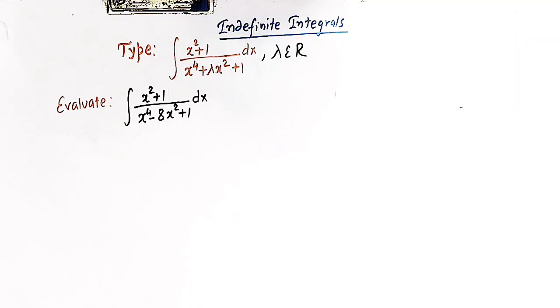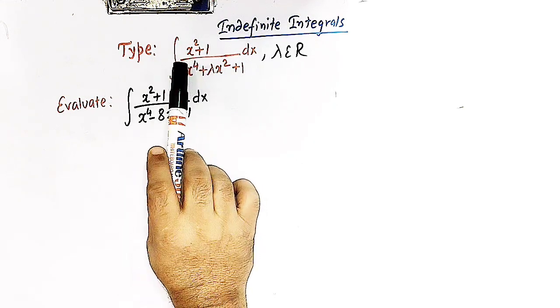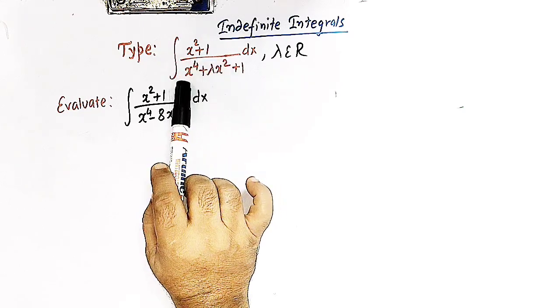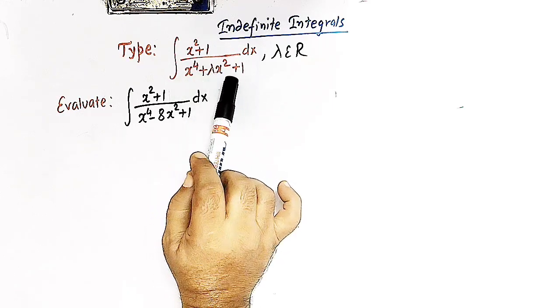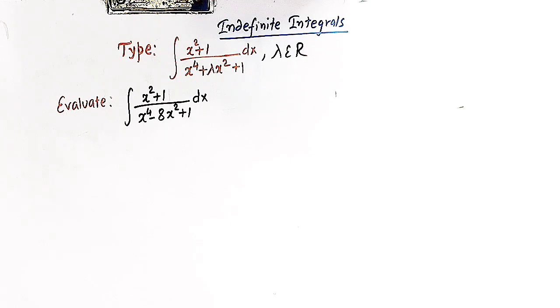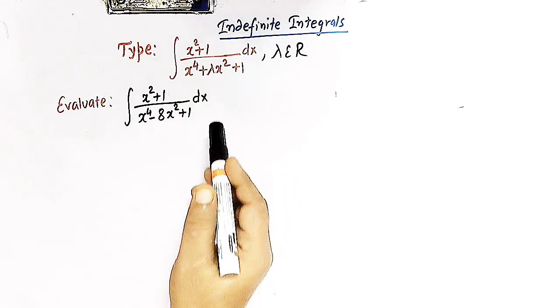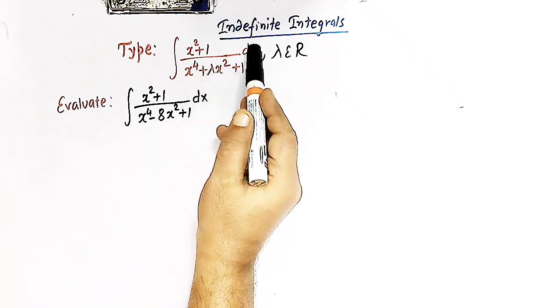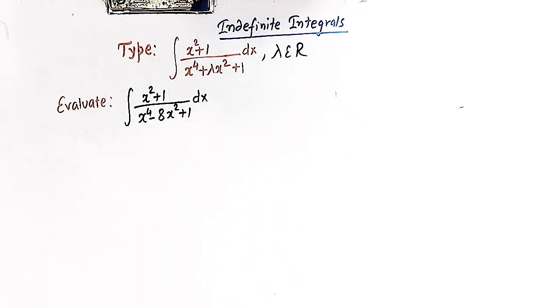Hello viewers, in today's session we are going to discuss another important form of indefinite integrals, where the integrand is of the form (x square plus 1) divided by (x raised to 4 plus lambda x square plus 1) dx, where lambda belongs to the set of real numbers. In this class we are going to solve an example related to this form of the indefinite integral.